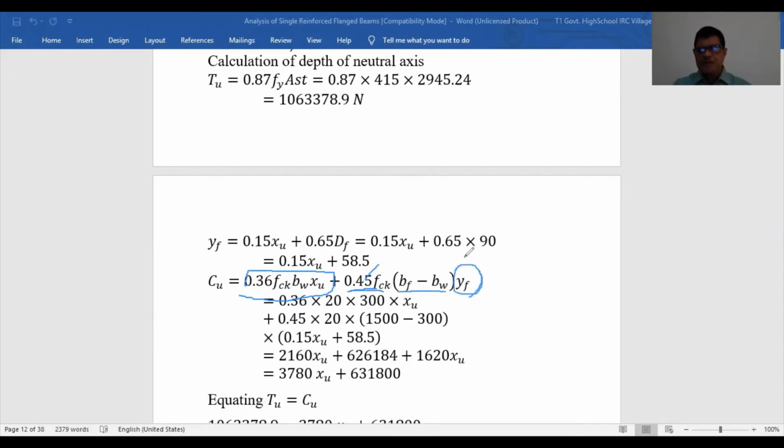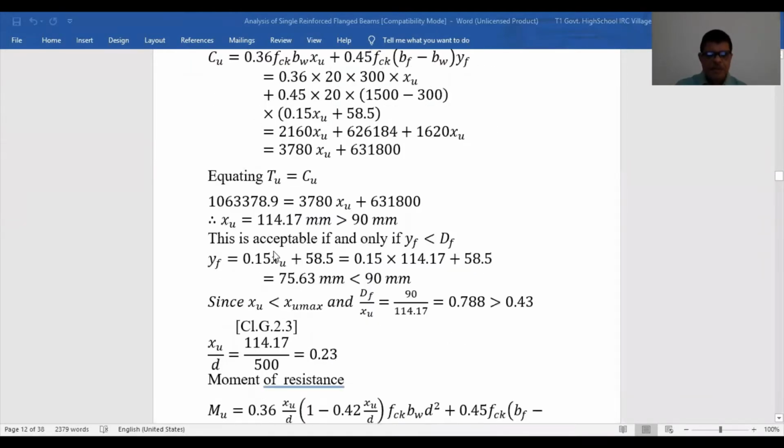Now the second formula is taken for yf, in terms of xu. What is yf? 0.15 xu plus 0.65 Df. So that comes in terms of xu. Yf is equal to, in terms of xu, 0.15 xu plus 58.5. Now this is your value of Cu. Now if you equate Cu with Tu, then you can find out the value of xu.